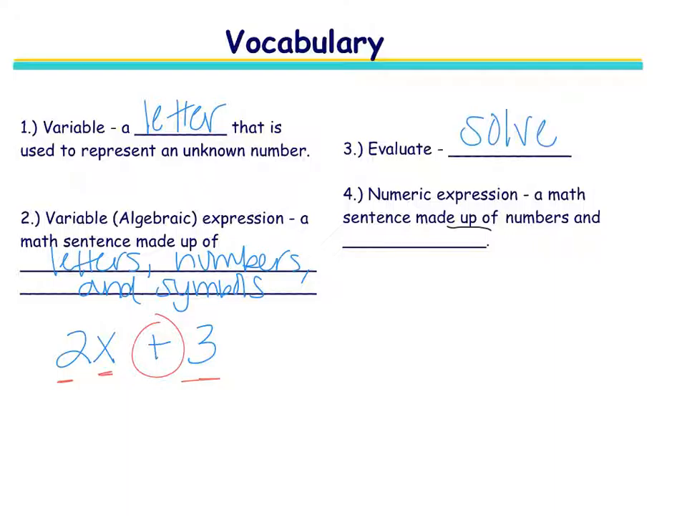Number 3, the word evaluate means to solve. Often we're going to see the word evaluate. That's just a fancy math word for solve. And then finally, a numeric expression. A numeric expression is a math sentence made up of numbers and symbols. So, for example, 5 plus 3. That's a numeric expression. We just have numbers and symbols. Different from a variable expression where we have a variable in the expression.